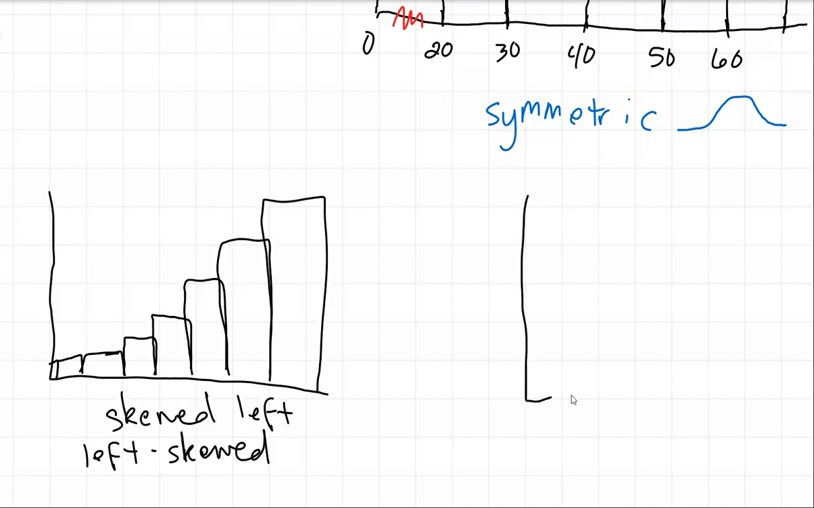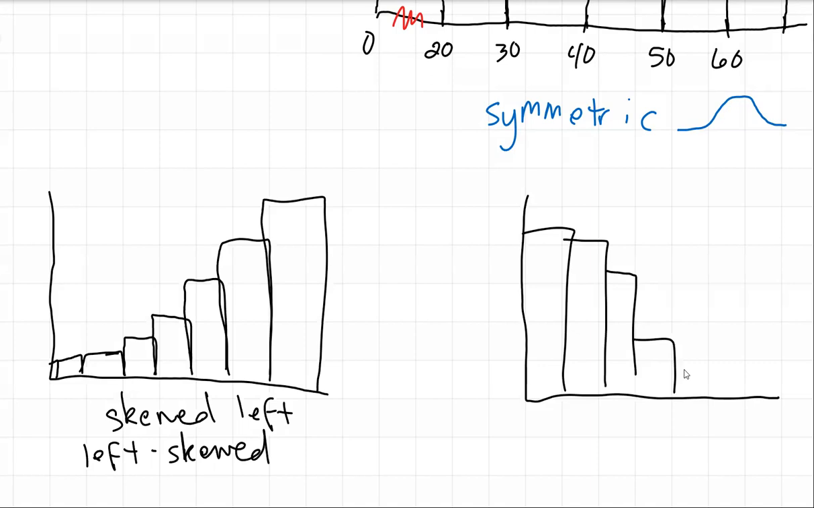And then we have the other scenario where there's a lot of data on the right, and then there's a tail. You could even have gaps and have little pieces of data over here. That would be skewed right, or right skewed.